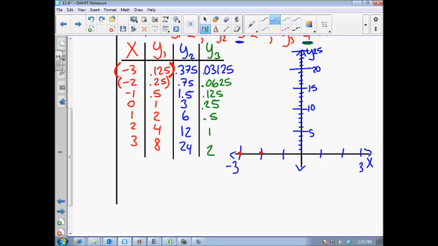-1, comma 0.5. 0.5 should be halfway between 0 and 1. So you come up halfway, again, it's slightly higher than the last point. Okay, go all the way through. 0, comma 1.